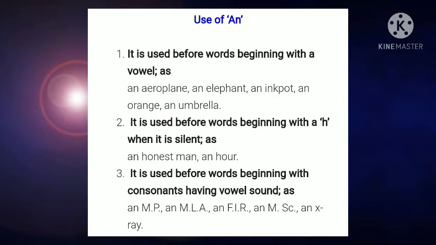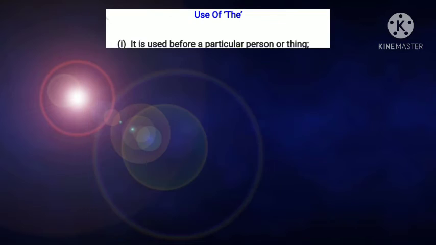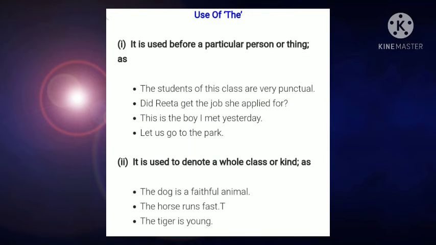Now let's see how to use the article the. The first condition is that the can be used before a particular person or thing, that is, the students, this is the boy. If we refer to a particular person or thing, we have to use the.